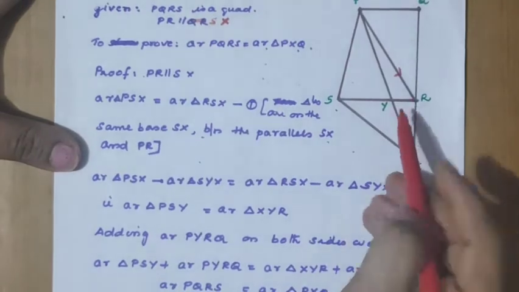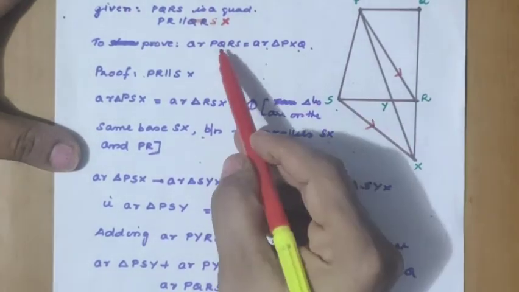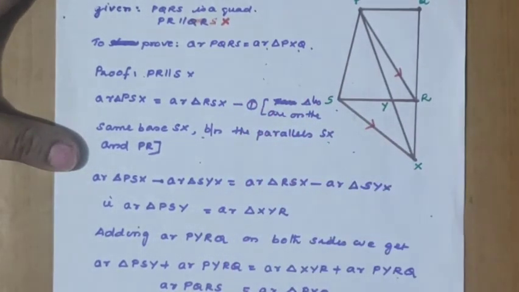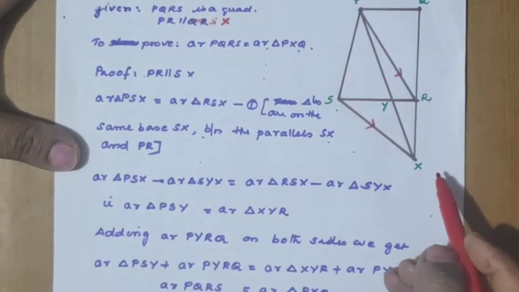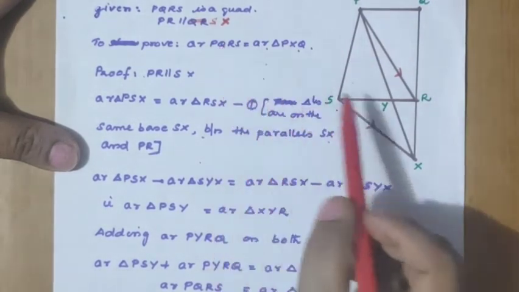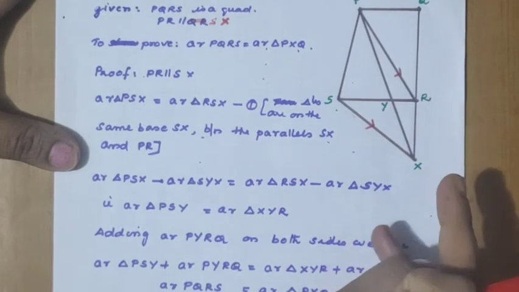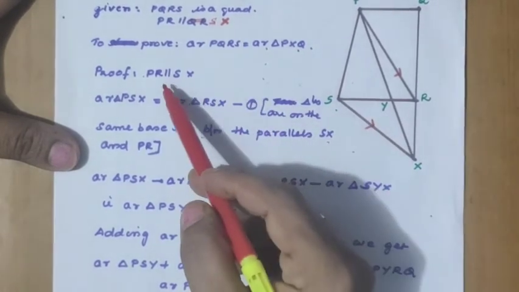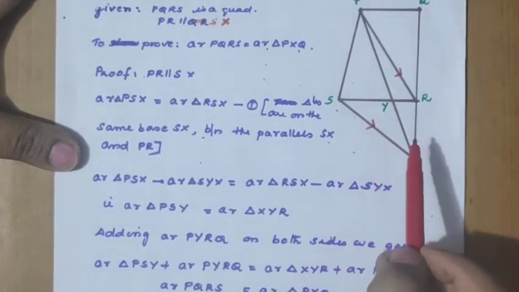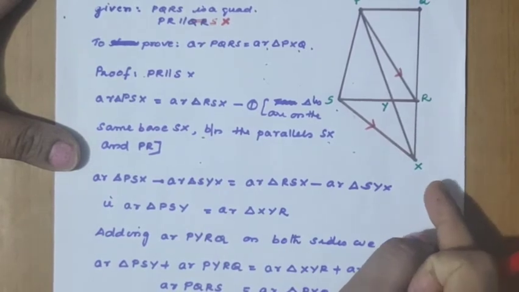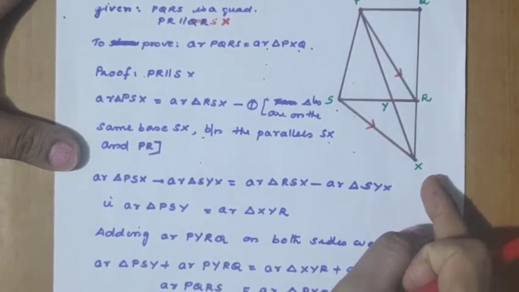Now what is the next part? Here I'll mark the parallel. To prove area PQRS equal to area of the triangle PXQ. We have to prove this since it is the chapter 9 question only. This current year it is not there. So prove PR parallel to SX. Now there is a theorem that when two triangles are on the same base and between the same parallels, they are equal in area only.